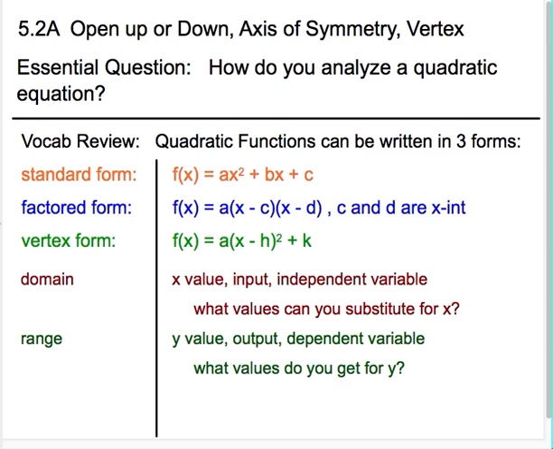Domain is the x value, input, independent variable. A question you want to ask yourself when you're determining domain is, what values can you substitute for x? The range is the y value, output, or dependent variable. And the question you want to ask yourself when determining range is, what values do you get out of the function when you're solving for y?